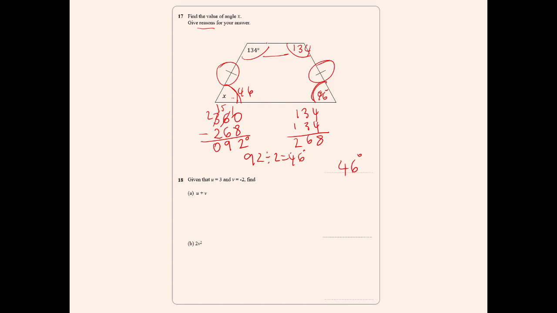The other way you can answer this question is because we've got two parallel lines, so this line and this line are parallel, so these two angles are interior angles, so we can take away 134 from 180, that will give us x, and once you found x, the opposite angle will be the same as well, which will give you 46 as well.